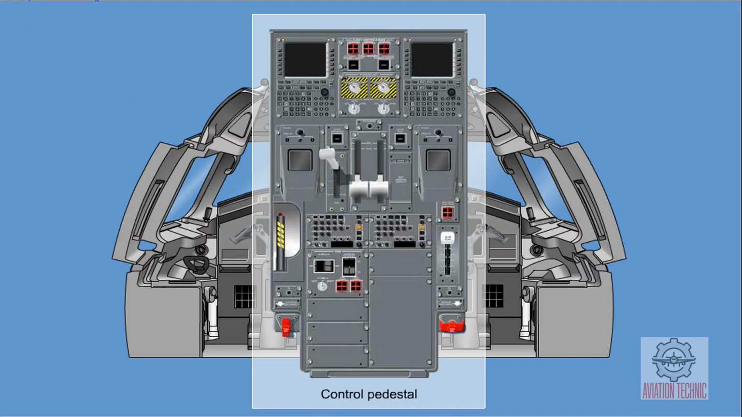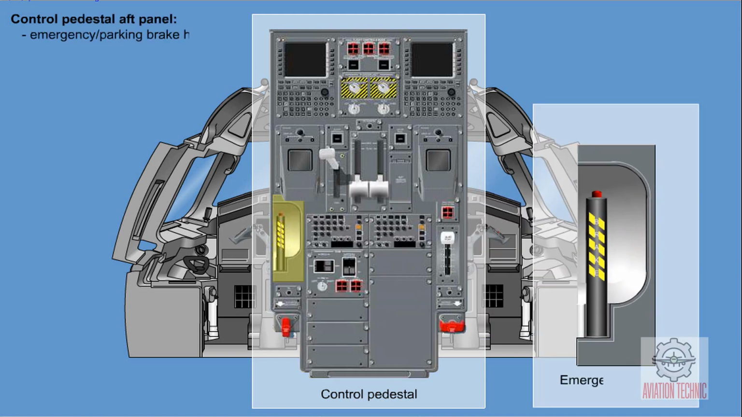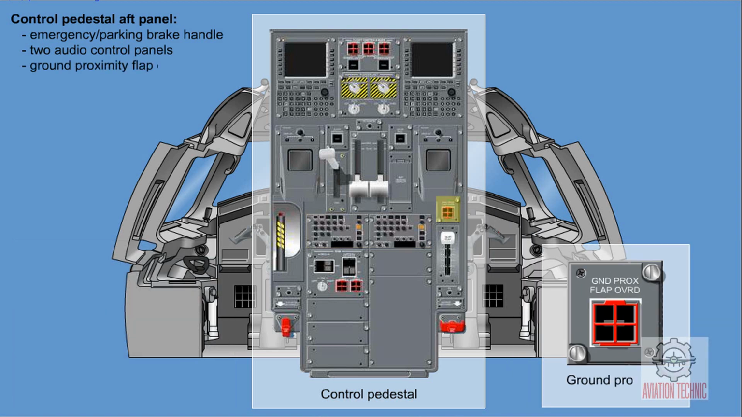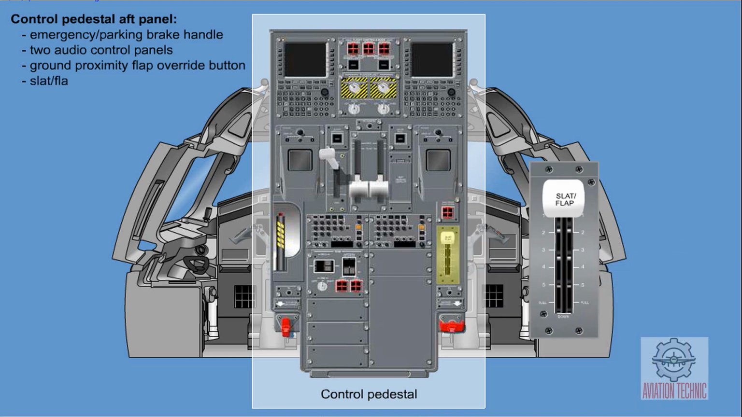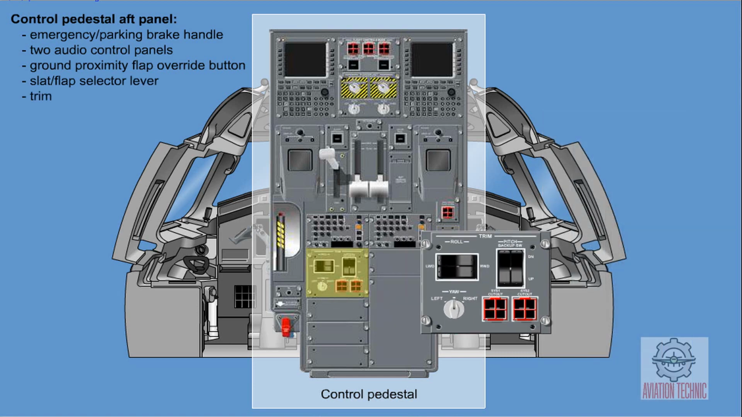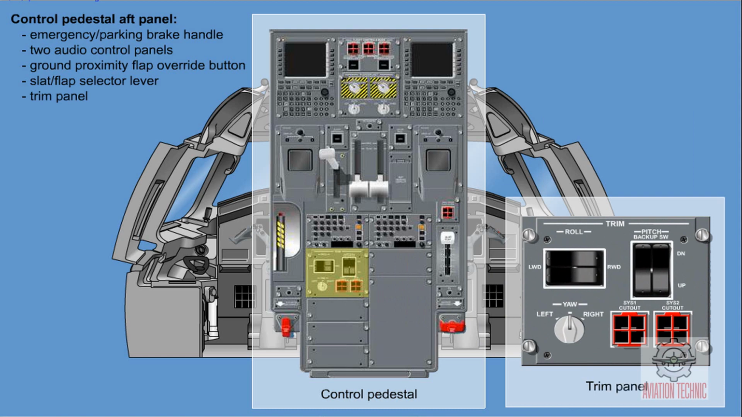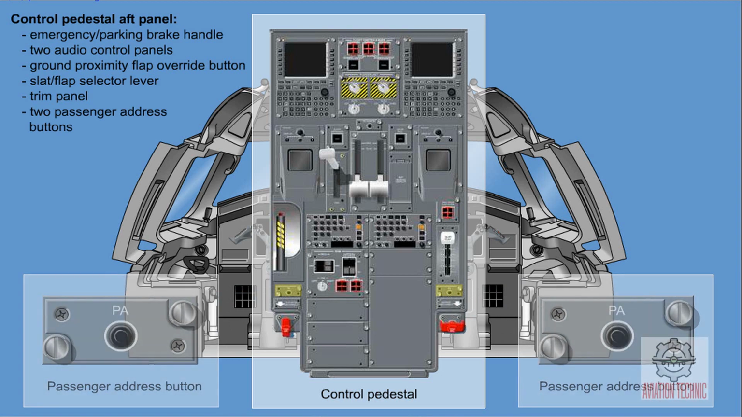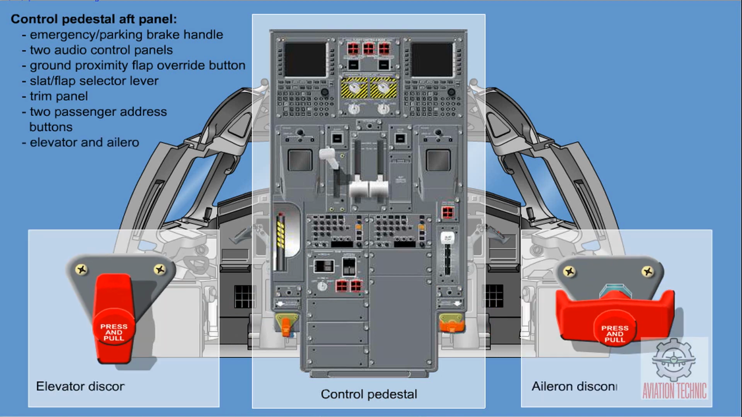The following components are fitted on the control pedestal aft panel. 1 emergency parking brake handle, 2 audio control panels, 1 ground proximity flap override button, 1 slat flap selector lever, a trim panel, 2 passenger address buttons, and the elevator and aileron disconnection handle.